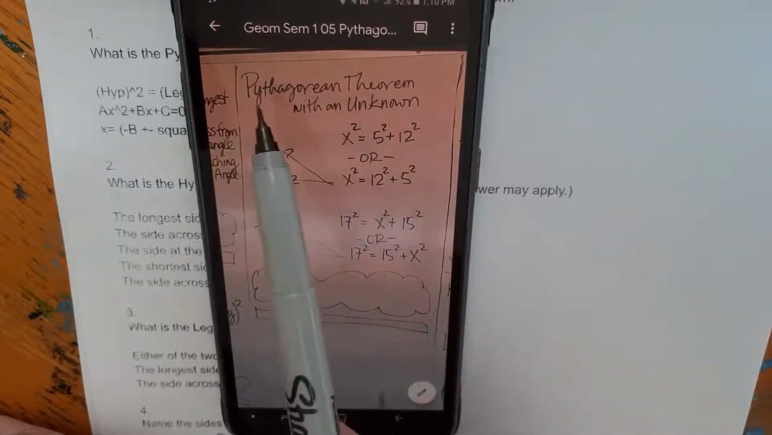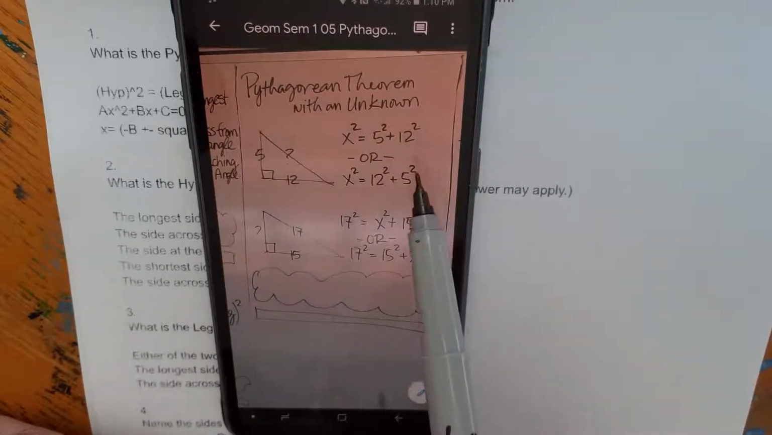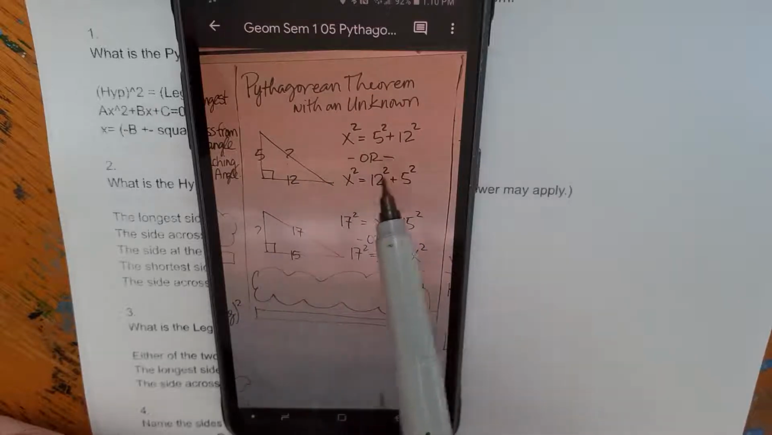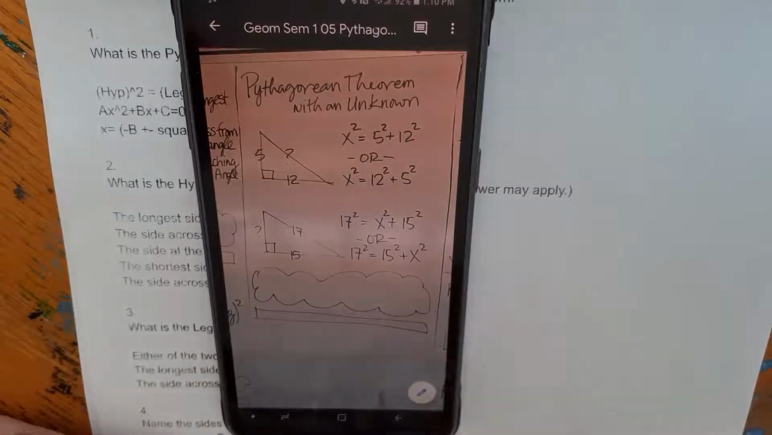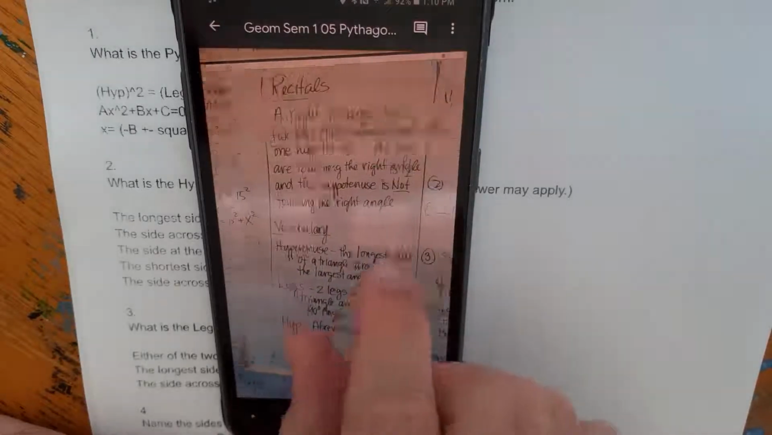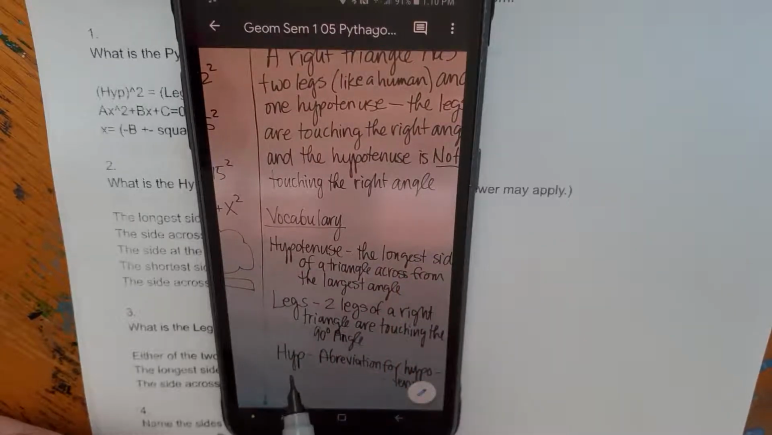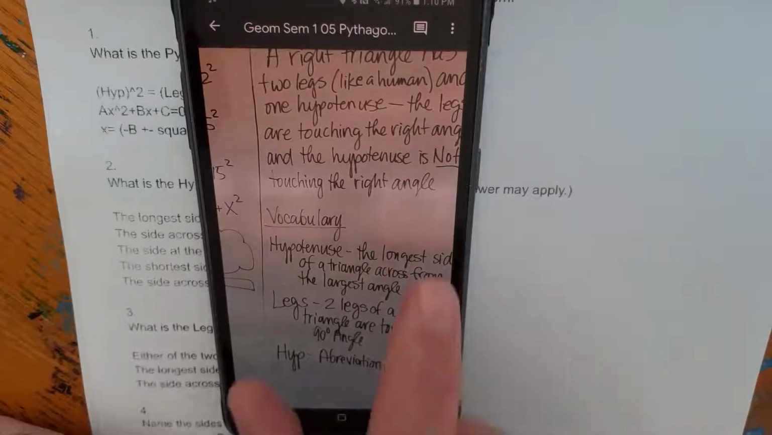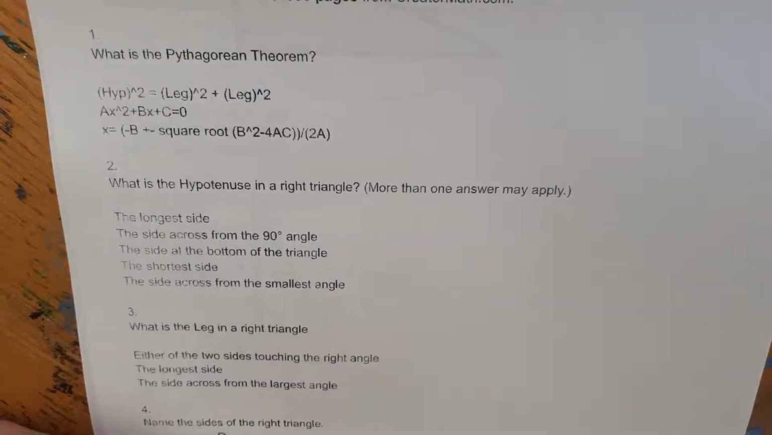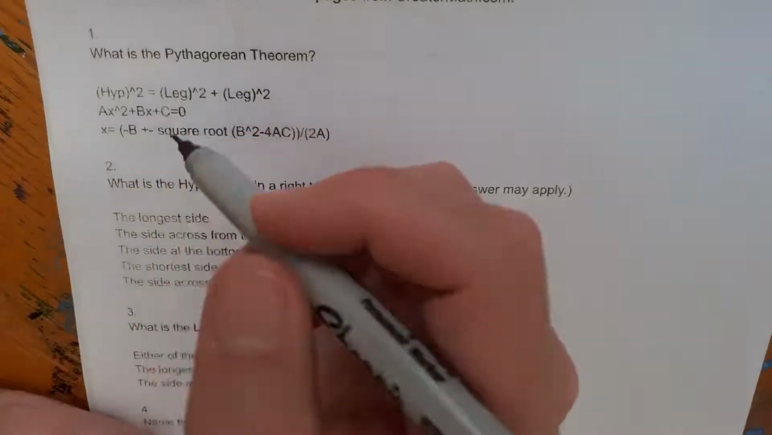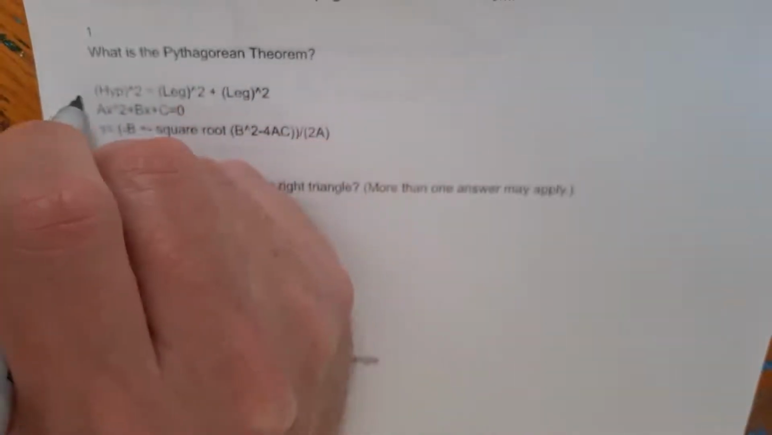Here is the Pythagorean theorem with an unknown. Oh, I see, it's just moving around the sides. All right, put these into your comp book. Solve them if you can. Definitions: hypotenuse, legs, and hype is an abbreviation for hypotenuse. All right, so put the problems in your comp book and solve if you can. Let's get into the problem set for this lesson. What is the Pythagorean theorem? So this is it here.